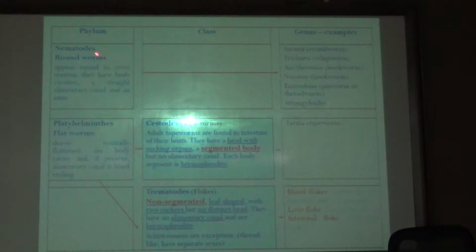Now, as I will go into the details of these organisms, so you will know it better in later slides also. But in general, nematodes or roundworms, if you see, they appear round in cross section. They have body cavity and straight alimentary canal and anus. We will discuss these features also. Common examples are Ascaris, Ankylostoma, Necator americanus, Strongyloides, etc. They are also known by their common names. We will discuss these common names individually when we will discuss the organisms.